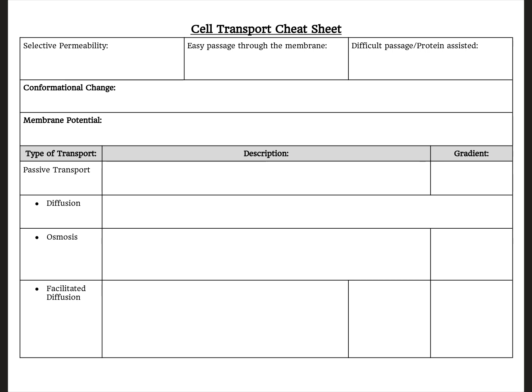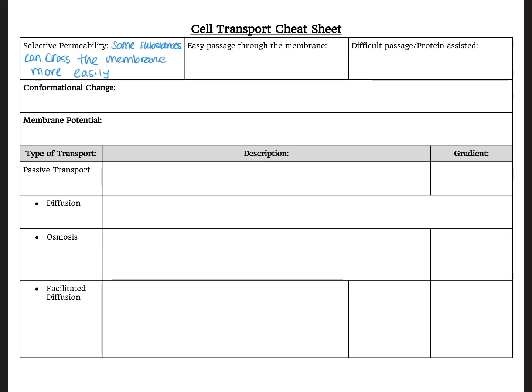So as a reminder, selective permeability, the definition we're going to give here: some substances can cross the membrane more easily. Now, there are substances that have easy passage through the membrane and some that have a really hard time getting through the membrane or they need some assistance. So we're going to write these down.